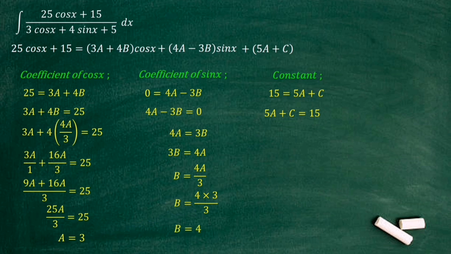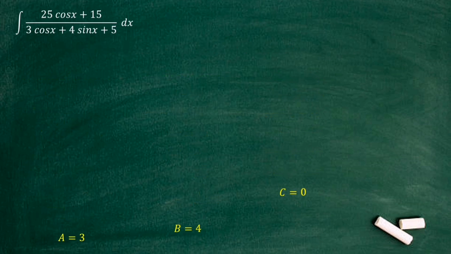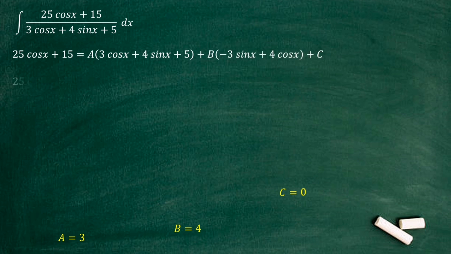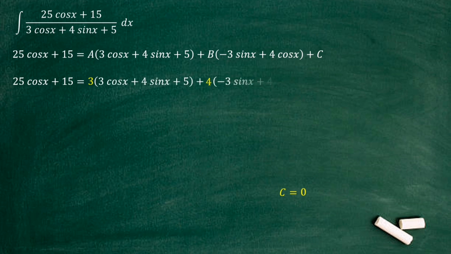Let's move to equation number 3. We know capital A equals 3. So 15 plus C equals 15. Then C equals 0. Then we can write numerator value 25 cos x plus 15 as 3 times within bracket 3 cos x plus 4 sin x plus 5, plus 4 times within bracket minus 3 sin x plus 4 cos x, plus 0.